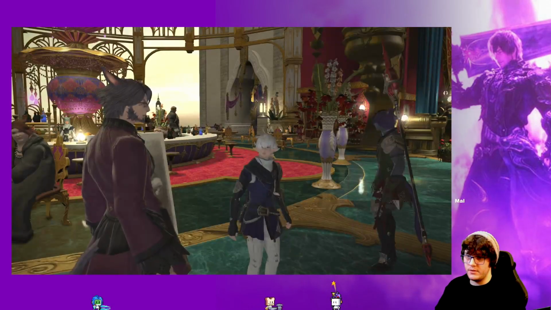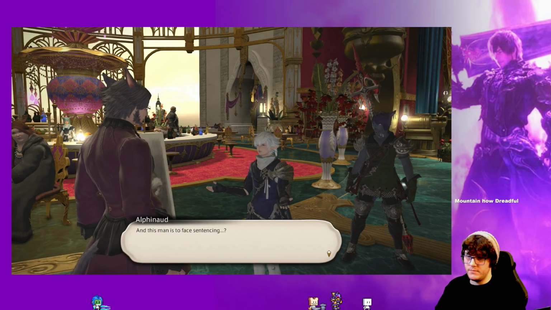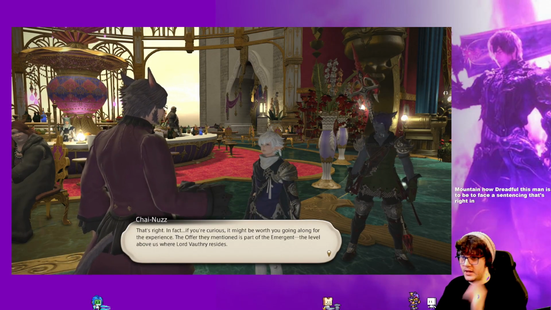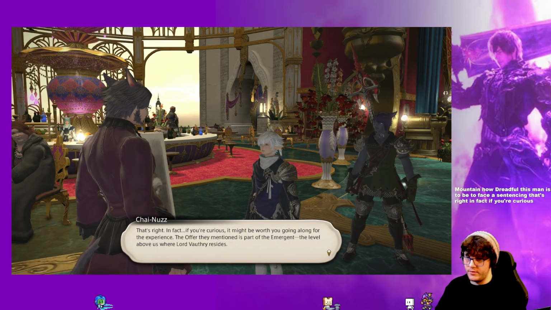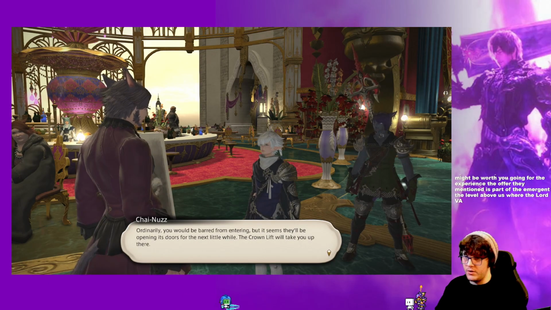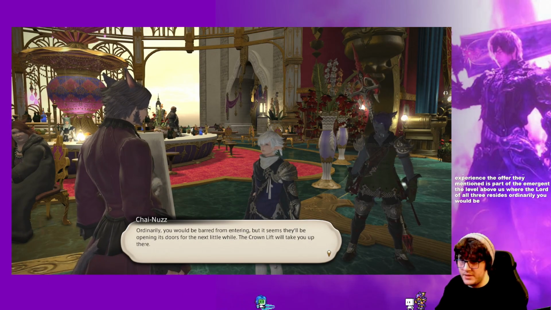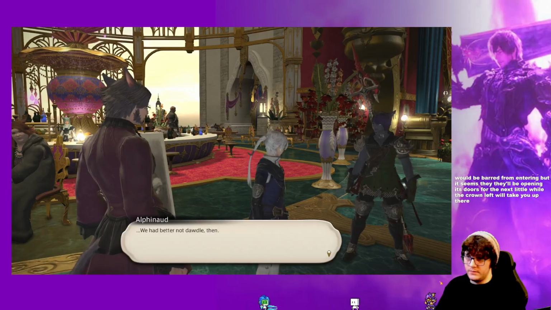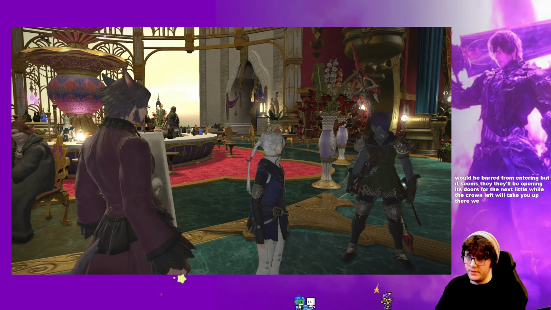Malcontent, how dreadful. This man is to face a sentencing? That's right. In fact, if you're curious, it might be worth you going for the experience. The offer they mentioned is part of the Emergent, the level above us where Lord Vothri resides. Ordinarily, you would be barred from entering, but it seems they'll be opening its doors for the next little while. The crown lift will take you up there. We had better not dawdle then.